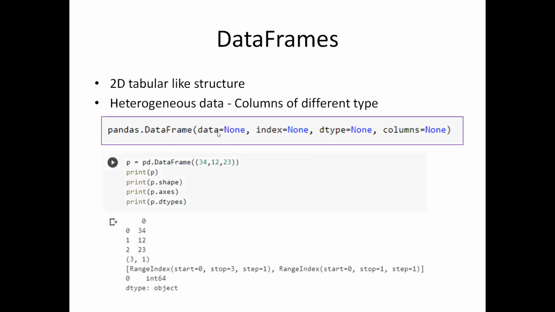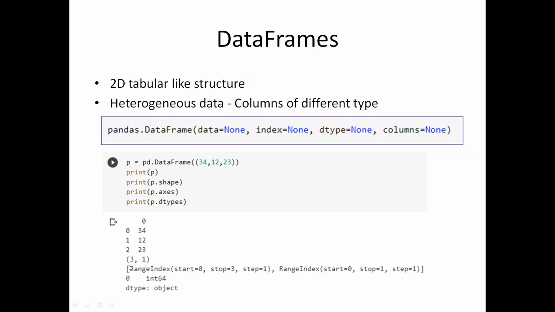We'll move further, then you'll understand what we can keep here. So this is one of the examples. We are writing P equal to pd.DataFrame. We are creating one data frame with these values 34, 12, and 23. When I'm printing P, print P dot shape, print P dot axes and print P dot dtype, it is giving me the result. At index 0, I'm having 34, at index 1, I'm having 12, at index 2, I'm having 23.